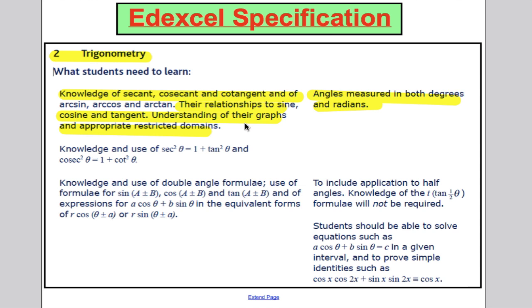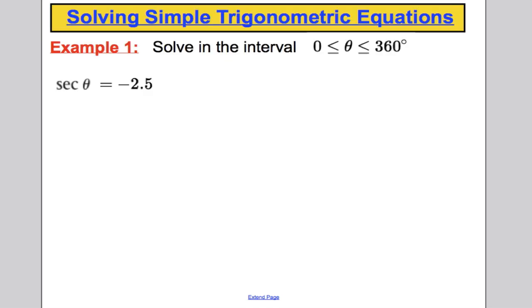Here we're going to solve some simple trigonometric equations involving these three trigonometric functions, before we move on to the other stuff down here. So we're going to do that via some examples. Solve in the interval 0 to 360, sec theta is equal to minus 2.5.